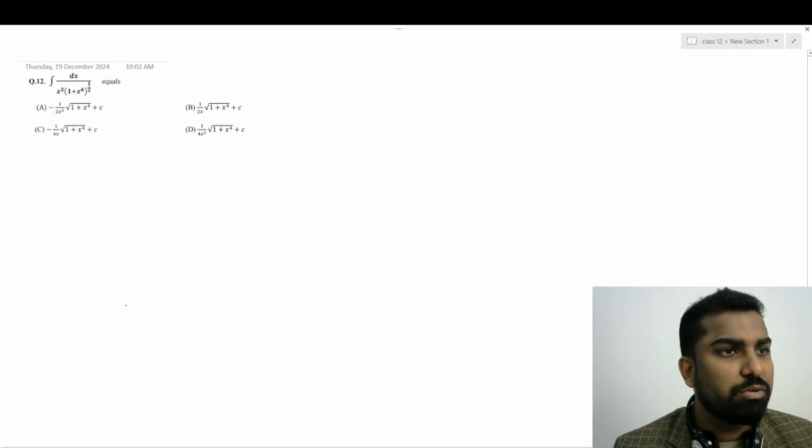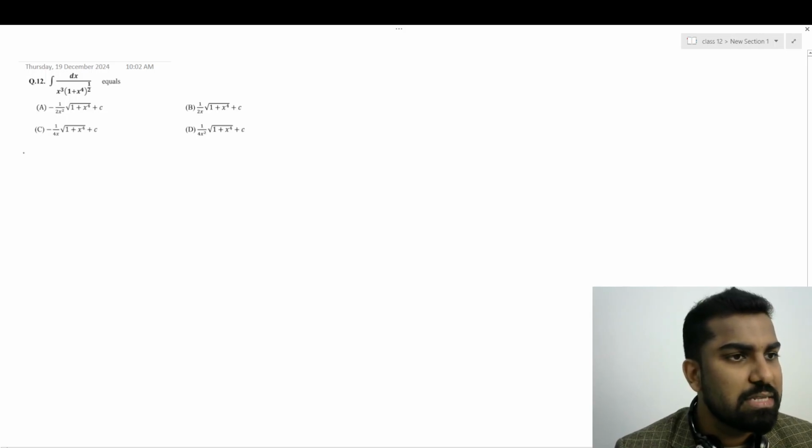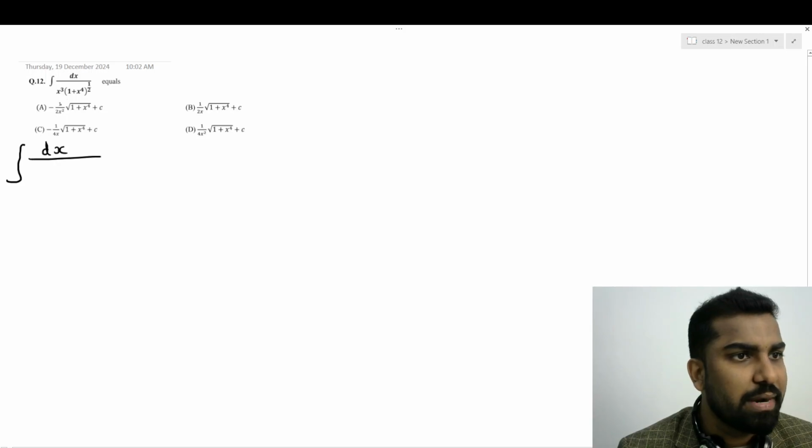Question 12 is the integral of dx divided by x cube into (1 plus x to the power 4) whole power 1 by 2. If you want to integrate this, first we have to rearrange it. It can be written as dx divided by x cube, which is already there, and from the second term I am taking x to the power 4 whole power 1 by 2 common outside.